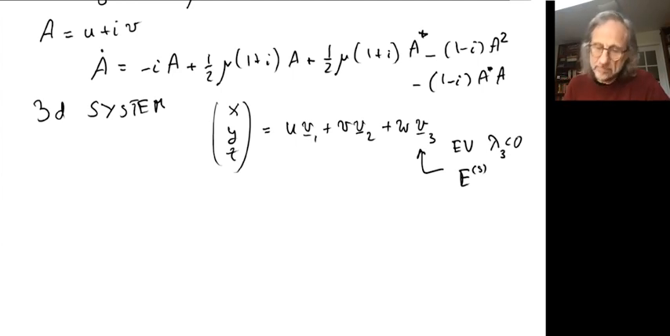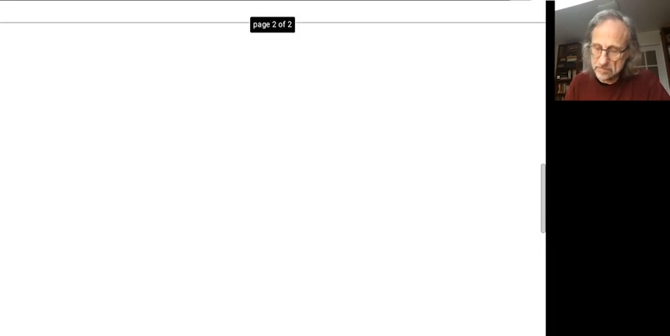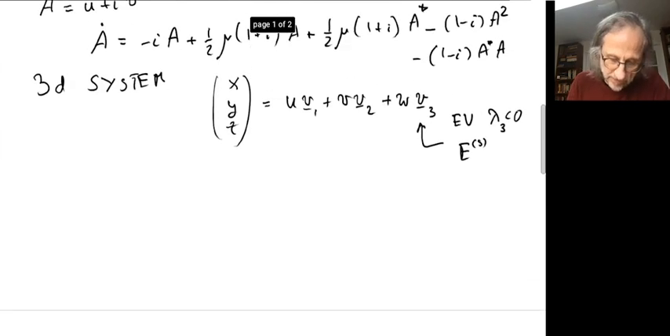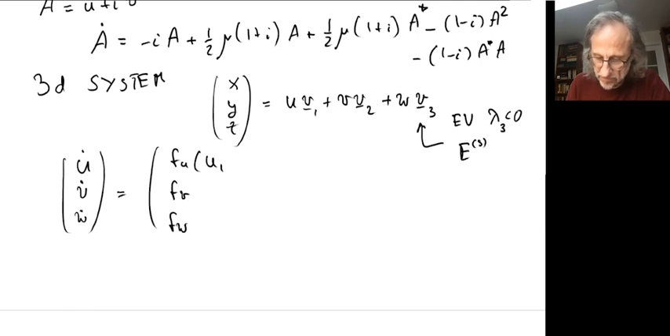Okay, and then by algebra, we get to rewrite these equations first just in terms of U, V, W. So we would get something like U dot, V dot, W dot is equal to something like an F of U, FU, FV, FW. And each of them depends on U, V, W. Okay, so that's just algebra rewriting.